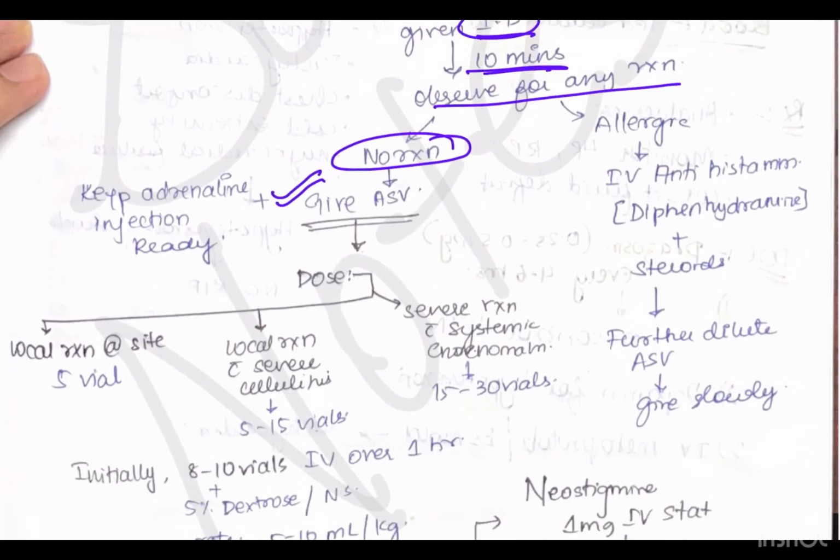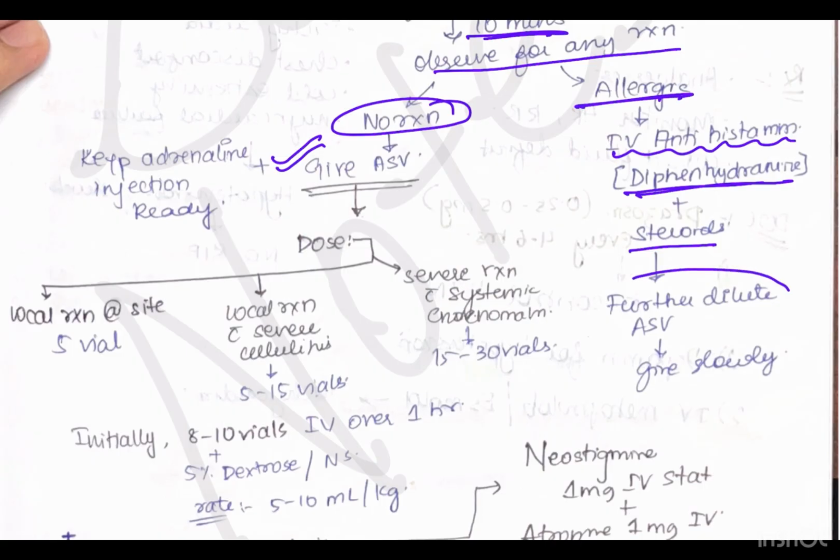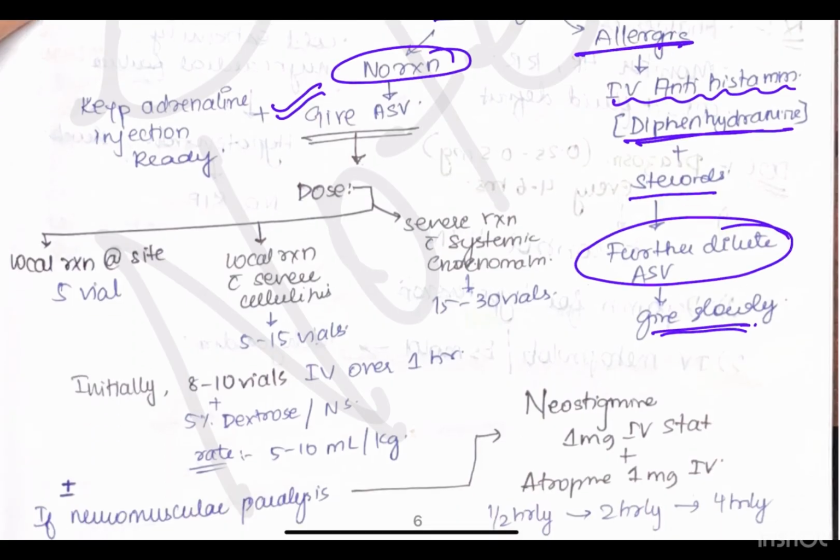If the patient becomes allergic, we have to give IV antihistaminics like diphenhydramine with steroids. And we have to further dilute the anti-snake venom, and we have to administer it slowly. Now, we have to make sure that there is adrenaline injection nearby while administering the anti-snake venom, because there is a risk of anaphylaxis. Now the dose.